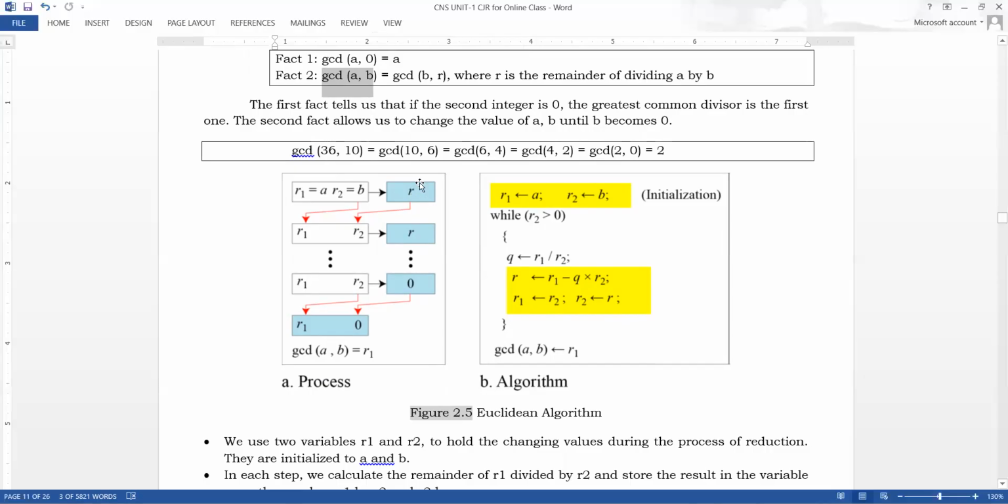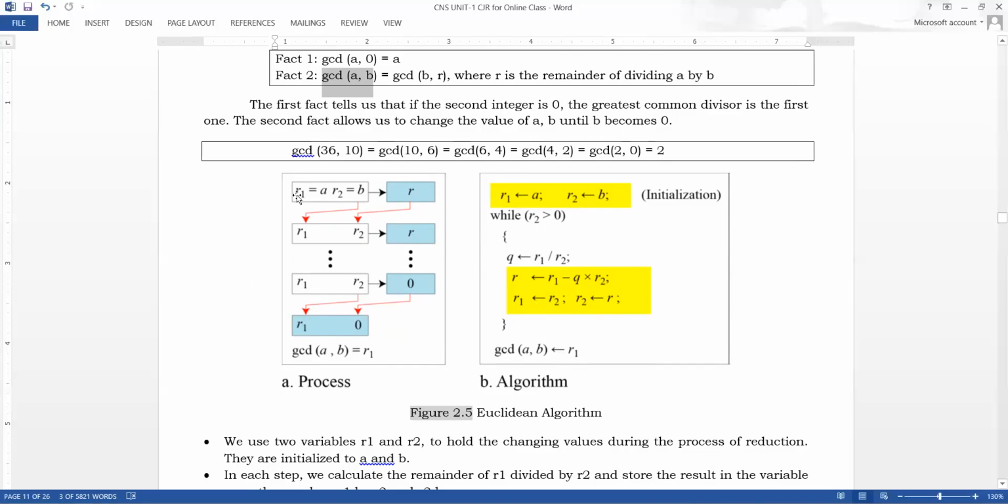And then shift the values. R2 value is given to R1 and R value is given to R2. Then again take R1 by R2 and note down the remainder here. So like that you have to continue until R2 value is 0. When R2 value is 0, stop the process, and then R1 is noted down as the GCD of those two numbers. And this is the process, and we are putting this into algorithm steps.